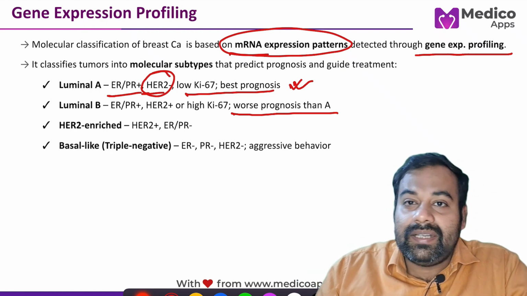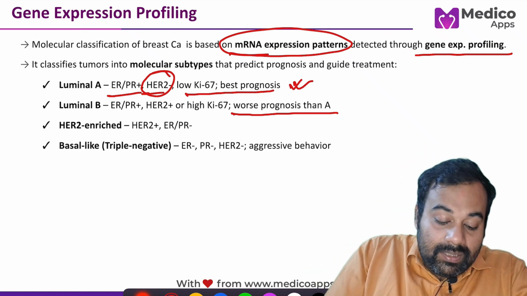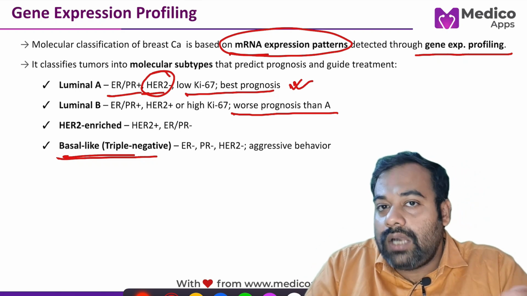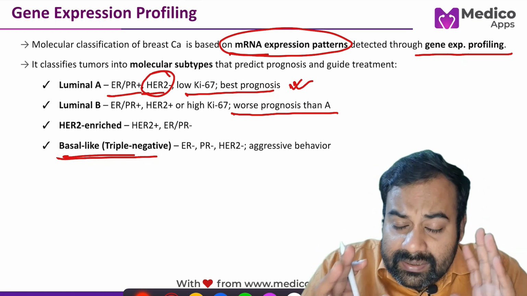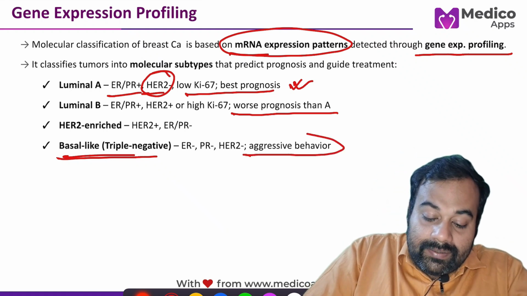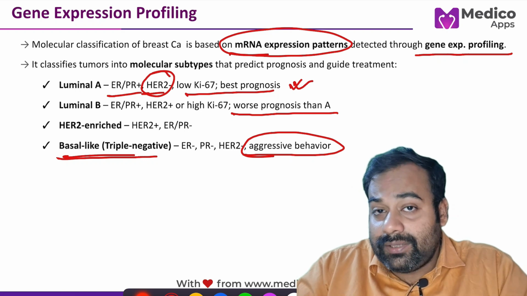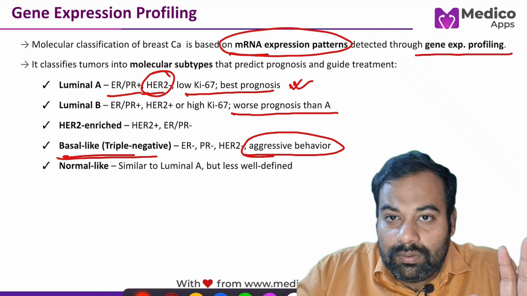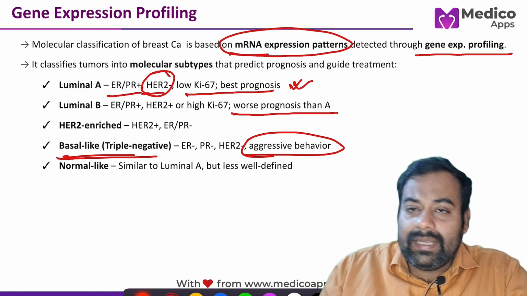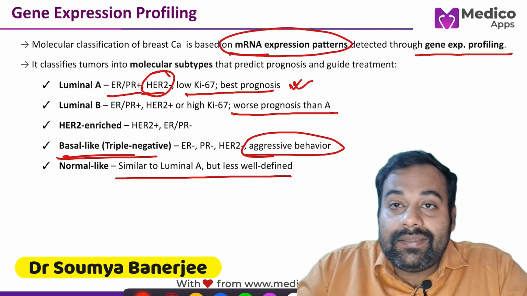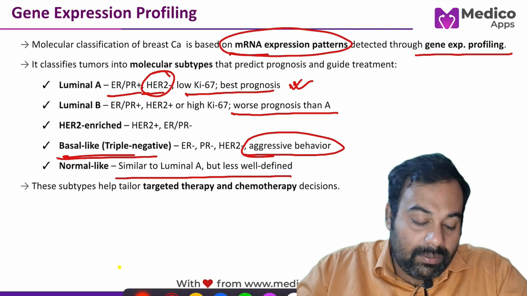Apart from that, there is the basal-like, which is basically the triple negative. Triple negative means ER negative, PR negative, and HER2/neu negative. All three receptors are negative here, and it is associated with aggressive behavior as well. The last one is the normal-like, which is basically similar to luminal A, but these are less well defined carcinomas in that case.